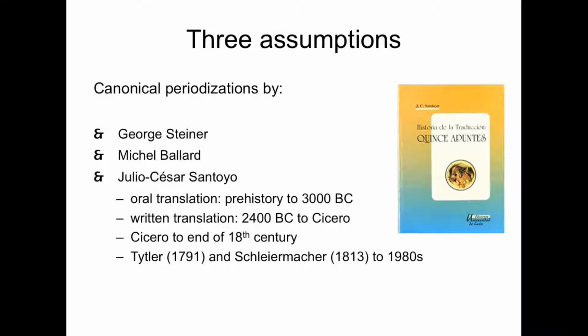Yet, it is largely used in periodizations undertaken by some of the most celebrated translation history scholars, such as George Steiner, Michel Bayard, or Julio César Santoyo. Santoyo, for instance, proposed four phases. A first phase of oral translation extends from prehistory to 3000 BC. A second of written translation is determined from 2400 BC to Cicero. The period when reflections on translation arise stretches from Cicero to the end of the 18th century.